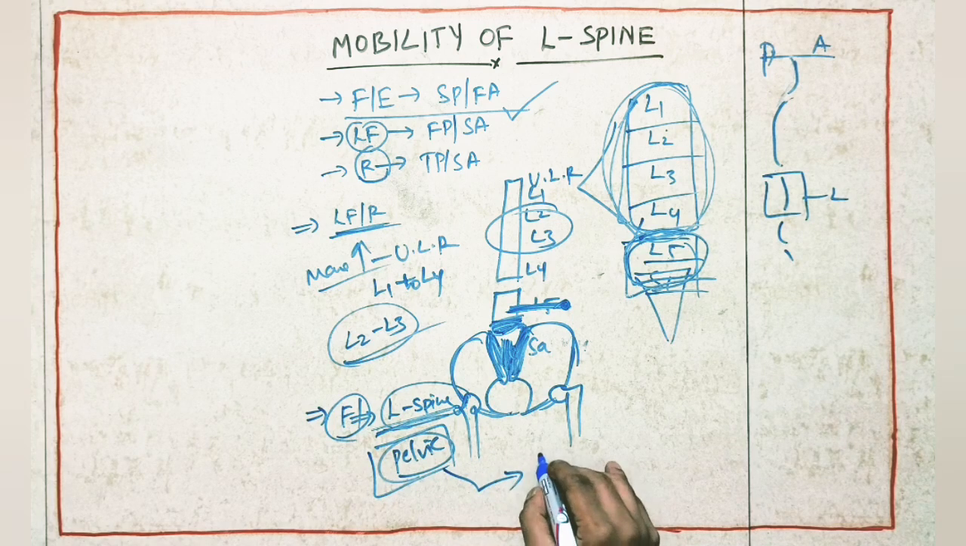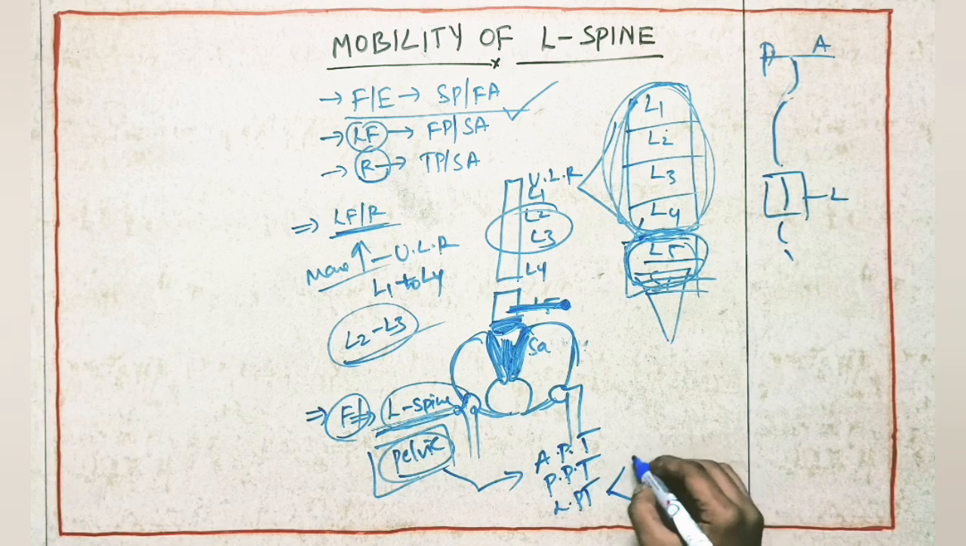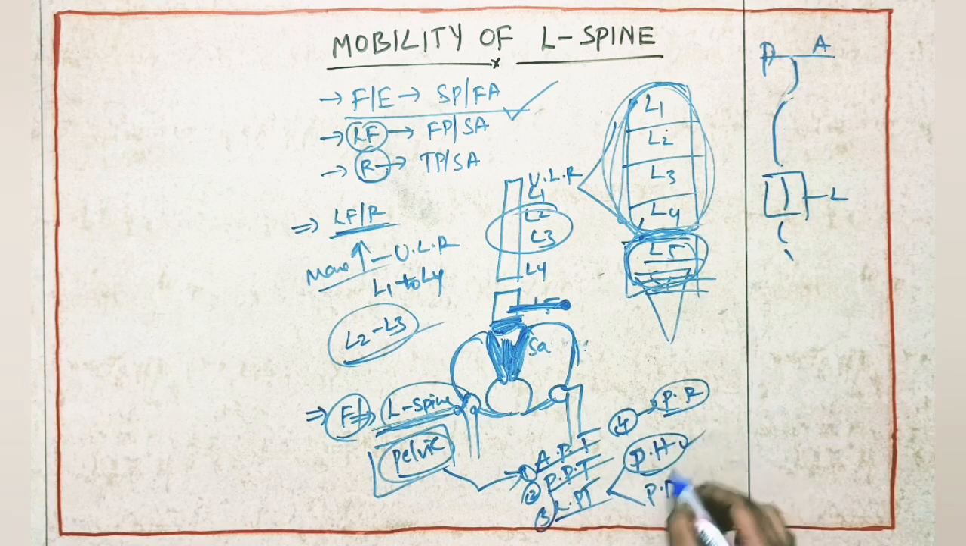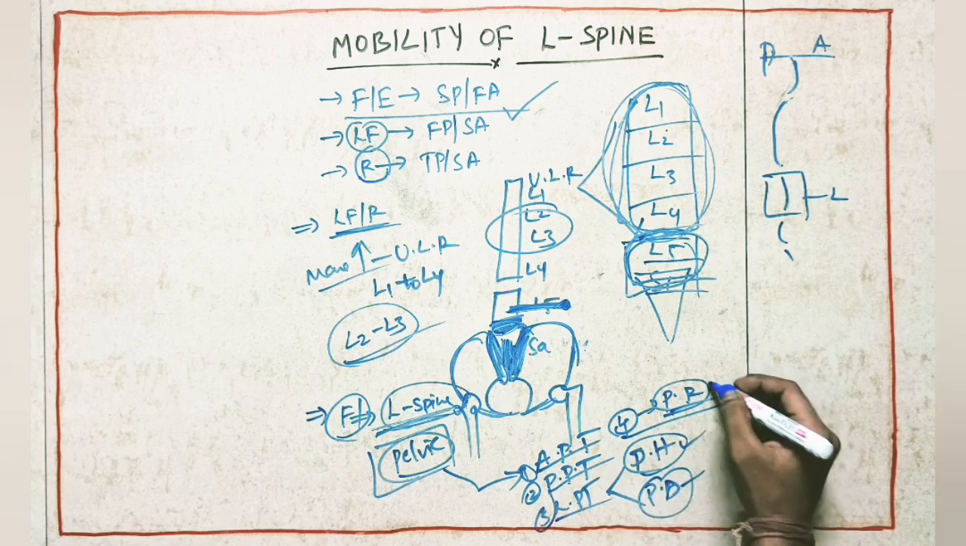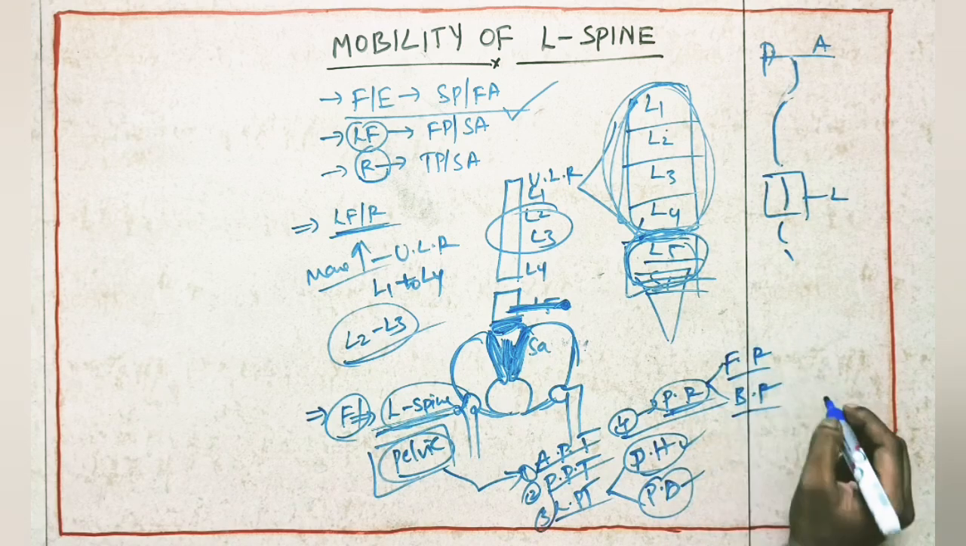What are the movements of the pelvis? We know anterior pelvic tilt, posterior pelvic tilt, lateral pelvic tilt. In lateral pelvic tilt we have pelvic hiking and pelvic dropping, and one more, pelvic rotation. So these are the four movements. Okay, 1, 2, 3 and 4. Anterior pelvic tilt, posterior pelvic tilt, lateral pelvic tilt, in this pelvic hiking and pelvic dropping, and fourth, pelvic rotation. In rotation also we have two different rotations, forward rotation and backward rotation. So these are the movements of the pelvis.